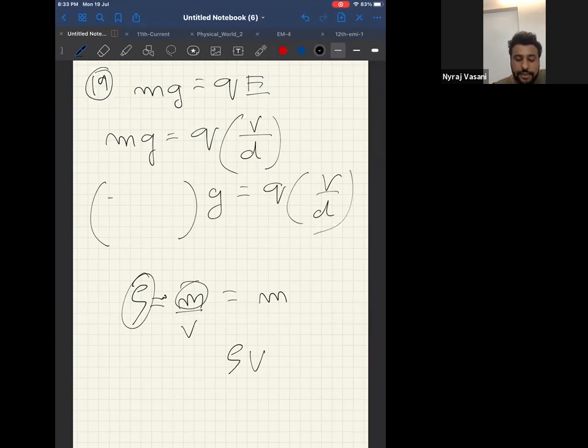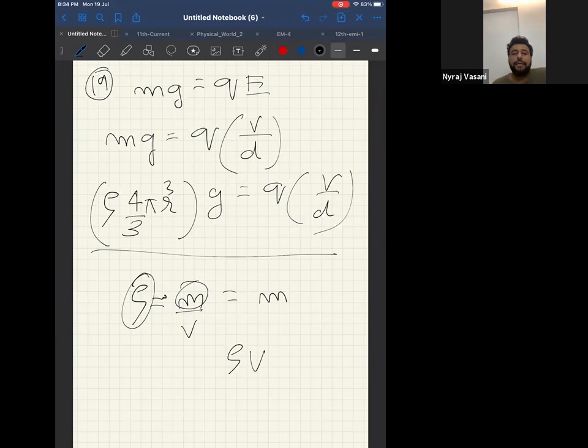Now, mass is density into volume. Can I say the volume of an oil drop will be like a sphere, 4 by 3 pi r cube? Check. So can I say I will get 4 by 3 pi r cube rho into g is equal to QV by D. After this, it becomes pure substitution.